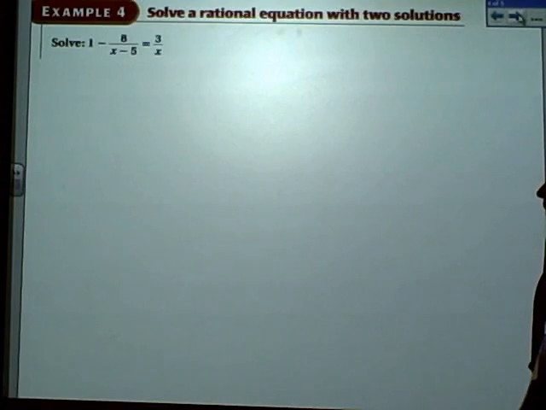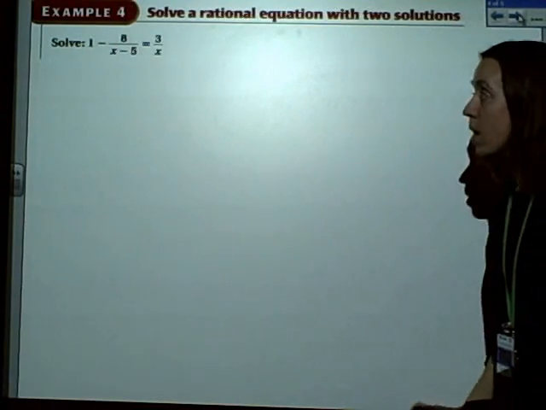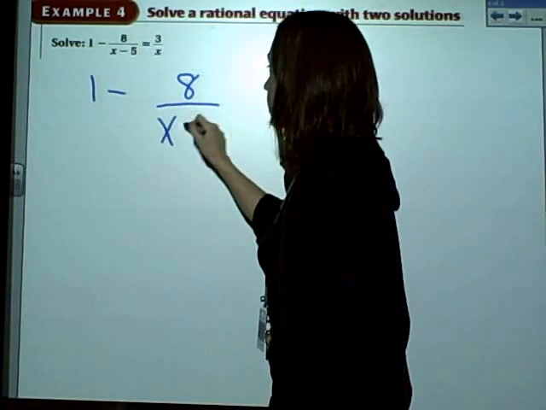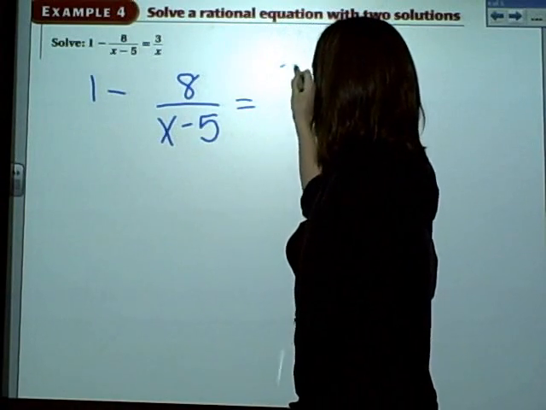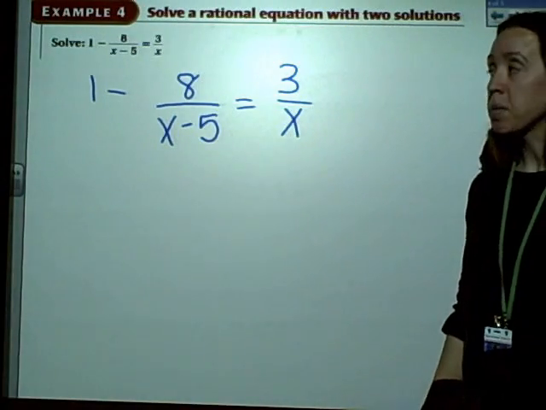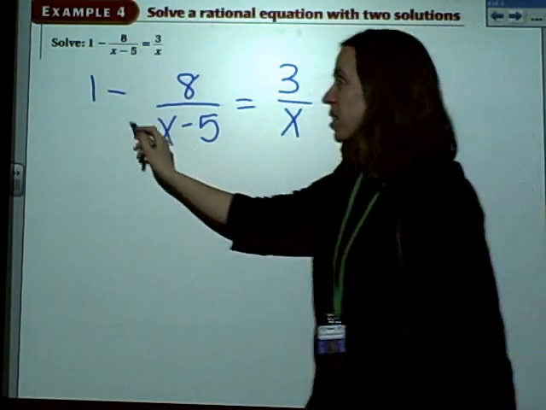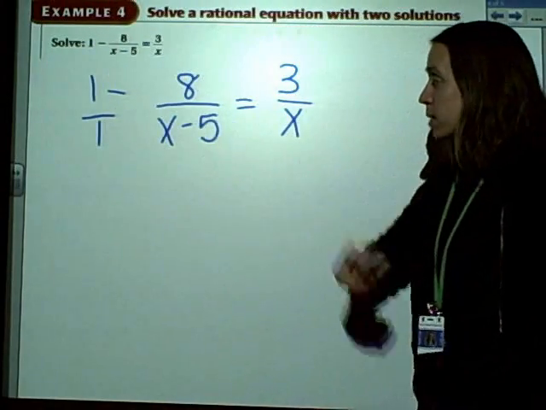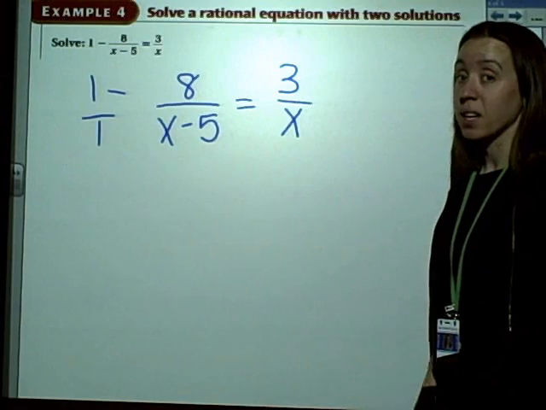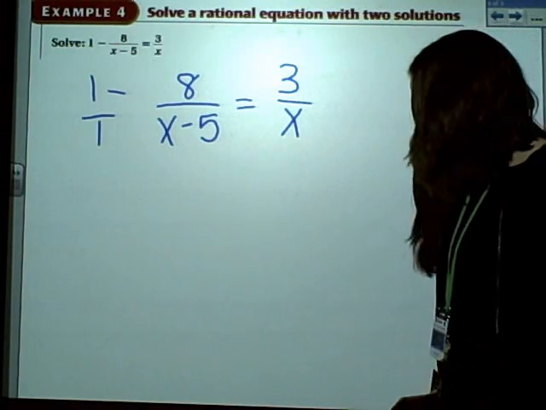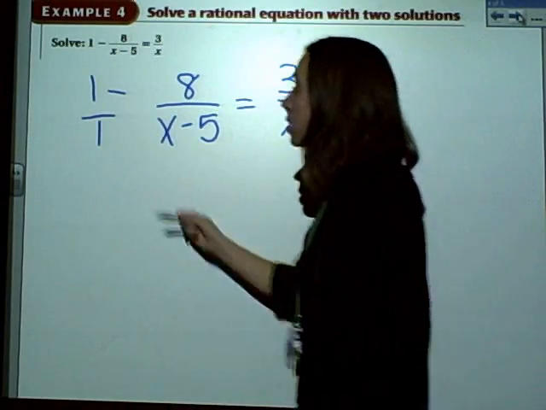Okay, same one here. We have 1 minus 8 over x minus 5 equals 3 over x. What I'm going to do is look at the denominators. I have an x minus 5 over here. This is a 1. Again, we just make that over 1. Here's an x minus 5. Here's an x. I take the two different denominators, multiply them together. That becomes my least common denominator.